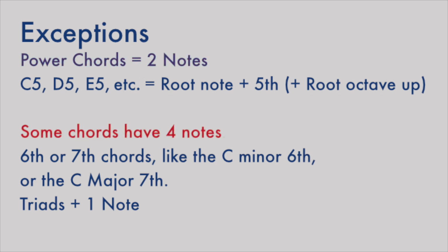Some chords also consist of 4 different notes. Sixth or seventh chords like the C minor sixth or the C major seventh. They are the triads we know with one note added, but don't worry about these for now.